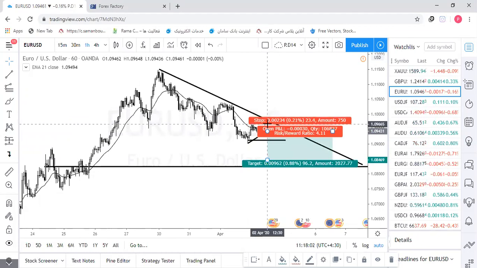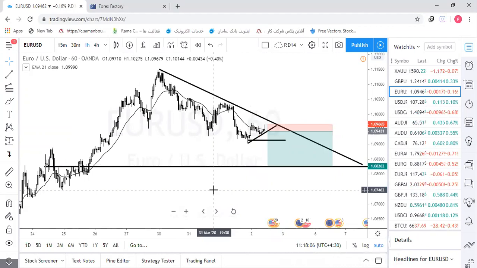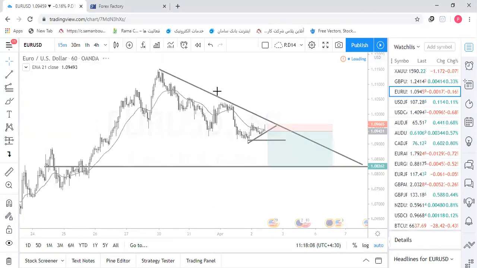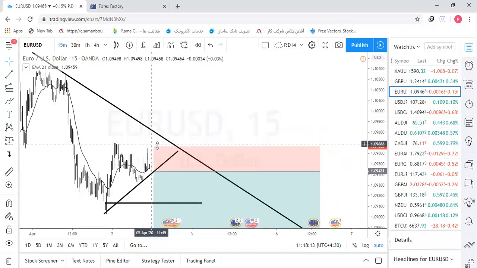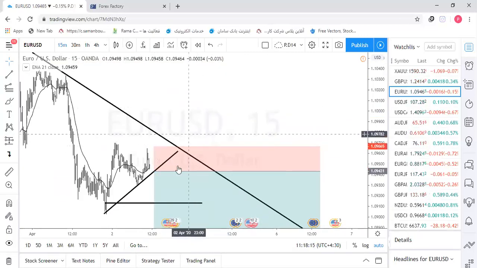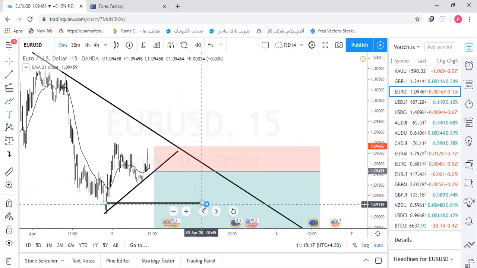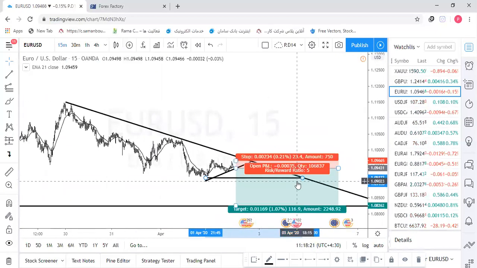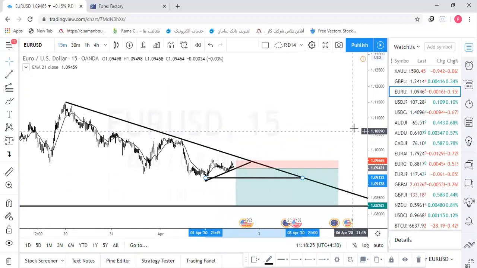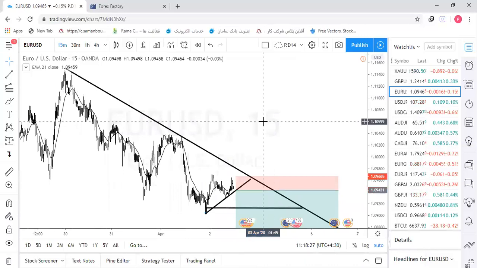Our stop loss will be around 15 pips, I think. Wait a second, I have to go in lower time frames. So our stop loss will be, no, that's good enough, 23 pips. Our first TP will be 30 pips, 33 pips, and our second TP will be 116 pips. So yeah, we will go for that. Let's see what will happen.